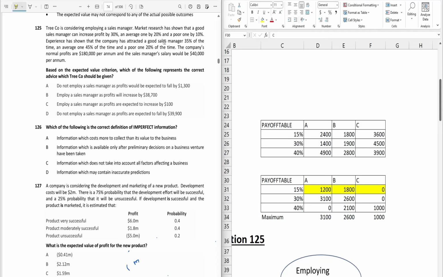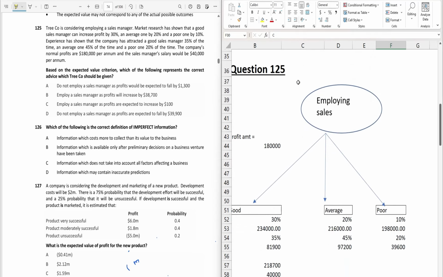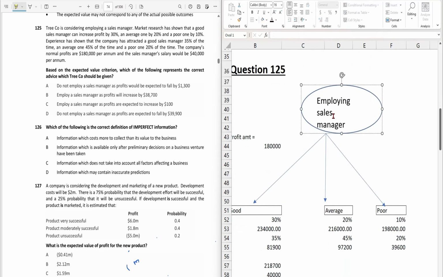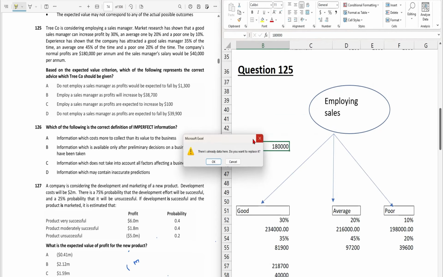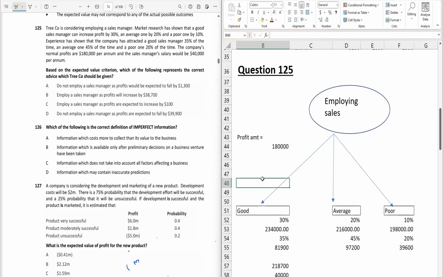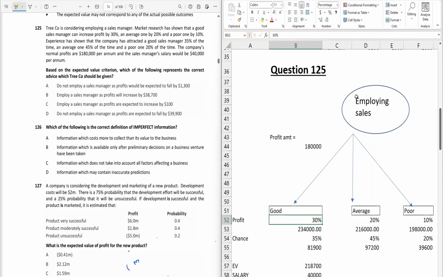Okay. For this kind of question, you need to make a decision tree like the one I have prepared. Our decision is to employ a sales manager, right? Currently they have a profit of 180,000. Now there are three kinds of manager: good, average, and poor. The good one will increase the profit by 30%, the average one by 20%, and the poor one by 10%.